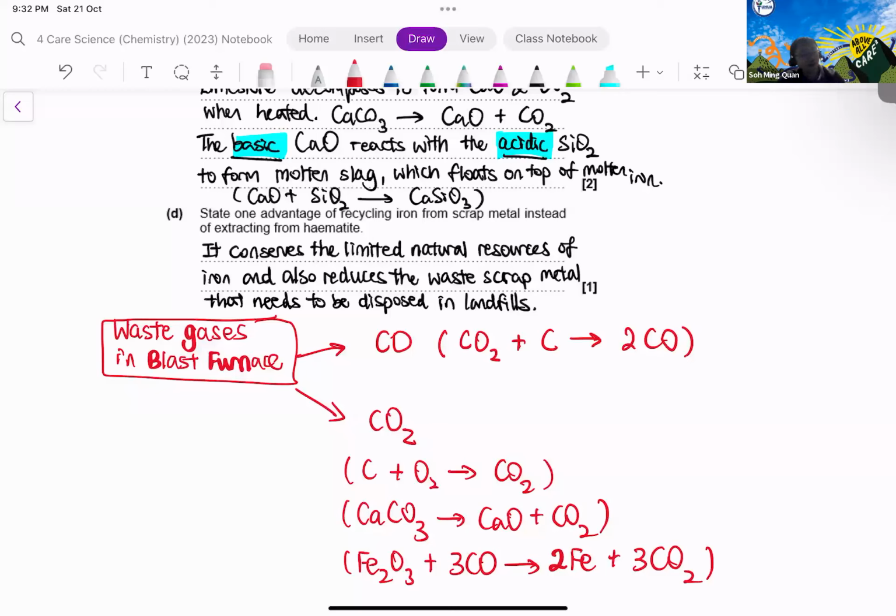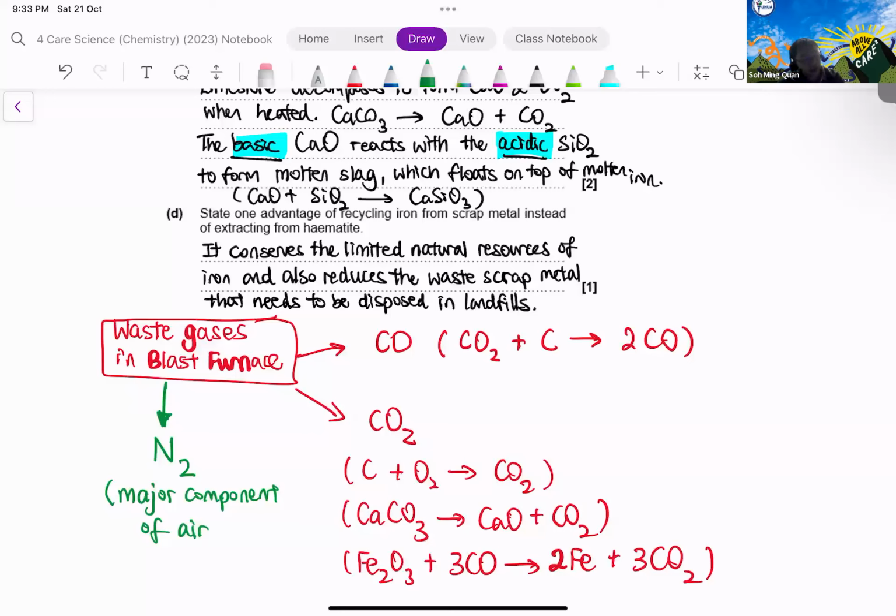However, there's actually one more waste gas which is even more crucial and important. The last waste gas is actually nitrogen. Where does nitrogen come from? Nitrogen doesn't come from a reaction. Nitrogen did not even take part in any reaction in the blast furnace. Nitrogen is just the major component of air. Remember, the blast furnace requires hot air to be pumped in. The hot air will contain, of course, mostly nitrogen. So there must be nitrogen that leaves the blast furnace.